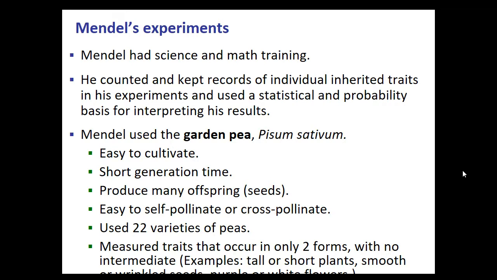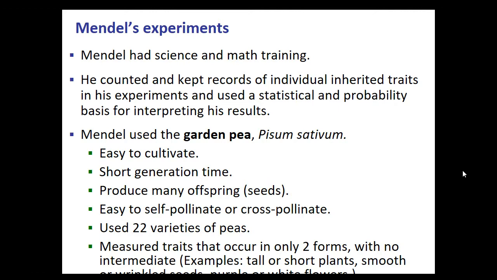They're easy to self-pollinate or cross-pollinate. That means one plant could be both the mother and the father. That's what self-pollinate means. Or they could take separate plants and make this one be the father and this one be the mother, by taking pollen from this one and putting it on the other one. And he used a bunch of different varieties of these peas, and by varieties it just means different combinations of genetic characteristics that he could cross in parents and see what the offspring look like.